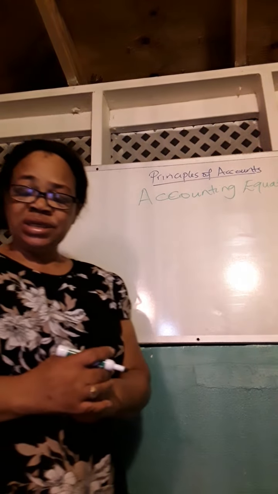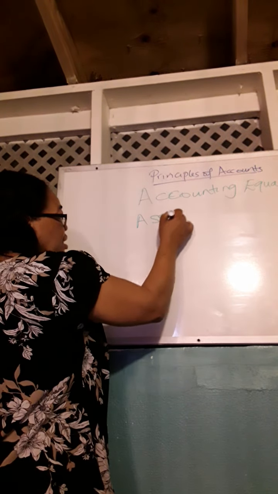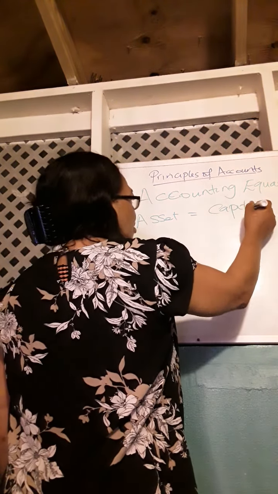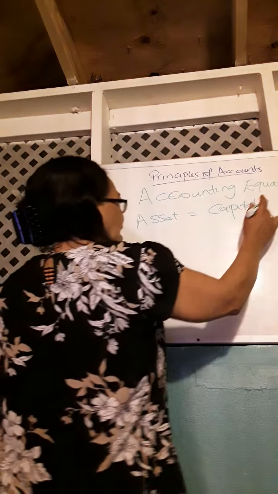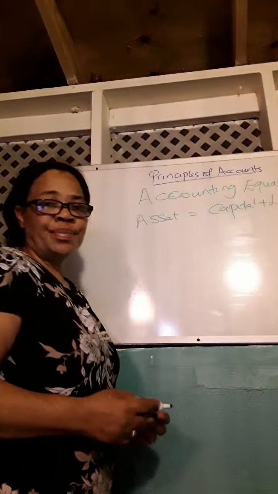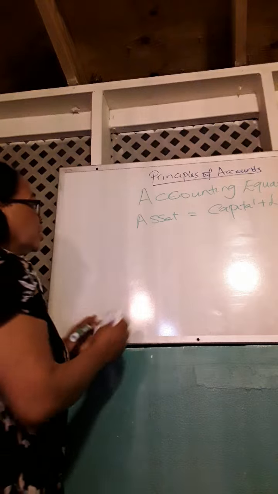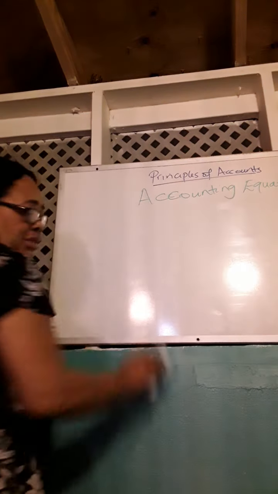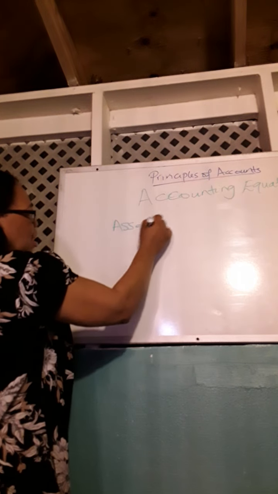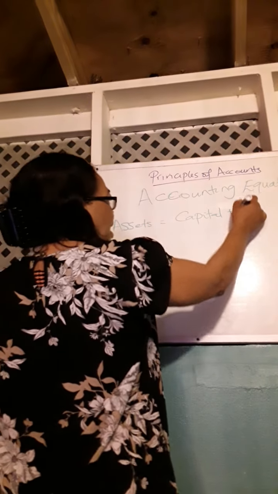The accounting equation says that my assets is equal to capital plus liabilities. My assets is equal to my capital plus my liabilities. So let me put this a little further on the board, a little clearer, so that you could see. It says assets equal capital plus liabilities.